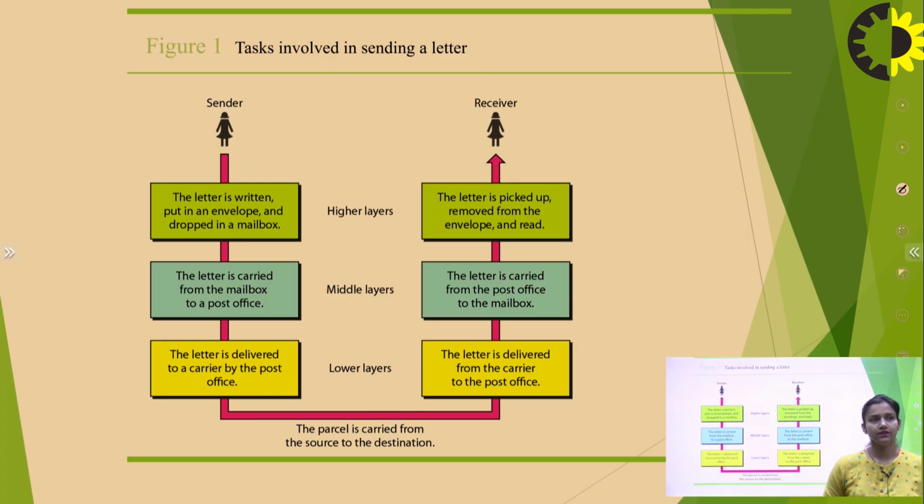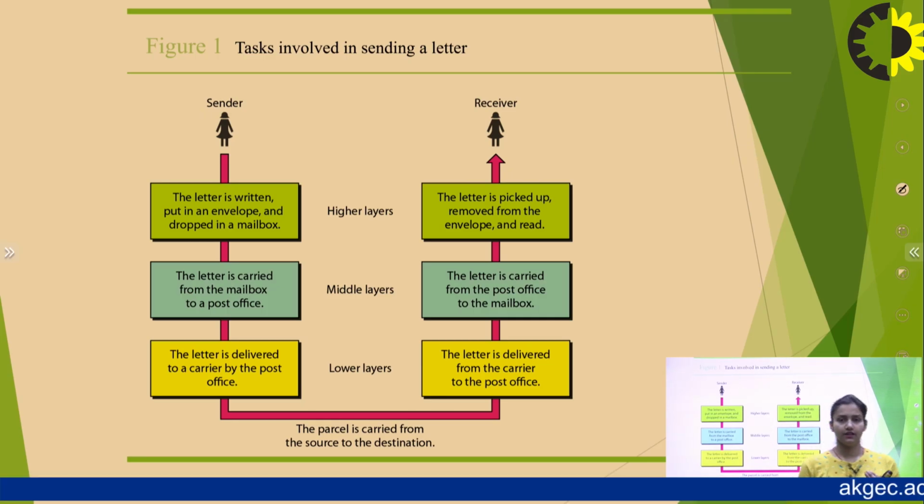In this example, there is a task involved in which we are sending a letter. First of all, we have two people, sender and receiver. The sender follows some process to send a letter to a receiver. As you can see in this diagram, the letter is written, put in the envelope, and dropped in the mailbox. Then the letter is carried from the mailbox to the post office, and then it is delivered to the carrier.